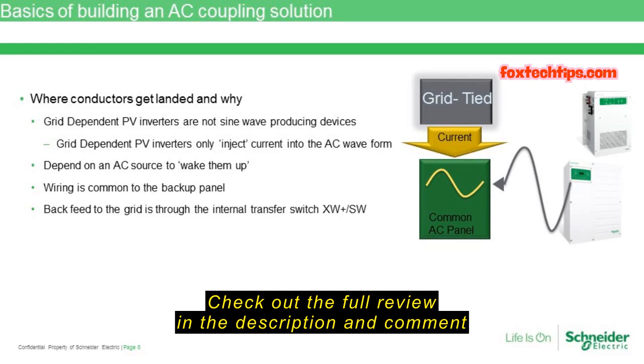With the basic building blocks of an AC coupled solution, I just want to show a more simplified diagram of exactly why that grid tie inverter gets connected to the output of the XW Plus, or in this case, we're showing the XW Plus or the Connext SW. The current that is provided from the grid tie inverter needs to have an AC signal. The grid tie inverters do not actually have the capacity of creating a sine wave. So they kind of ride the wave like a surfer, pushing power onto that sine wave. So without a sine wave, you get nothing. It's dependent upon that to wake it up.